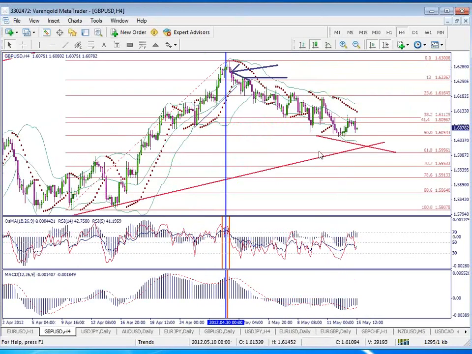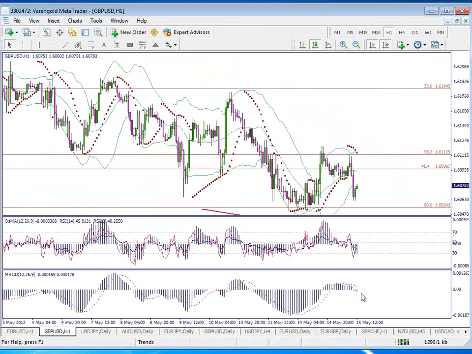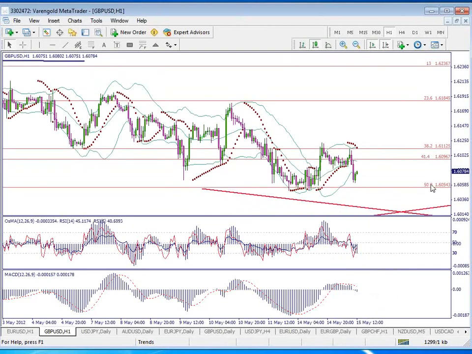If we are going on a smaller time frame, like 4 hour, we can see that the pair was rejected from the middle Bollinger Band, 38.2, 41.4 level, and went into the down direction. And into 1 hour, here was a signal for sell, also confirmed by MACD, so probably the pair will test at least the 50 level or the inferior channel line.